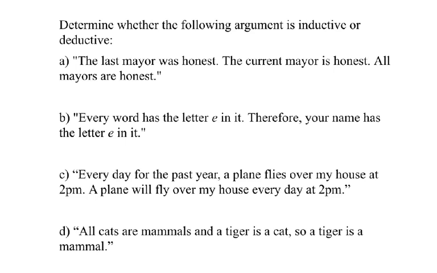The last mayor was honest. The current mayor is honest. All mayors are honest. So these first two statements, the last mayor was honest, that's very specific. That's one person was honest. The current mayor is honest, also very specific. Whereas at the end, all mayors are honest is what we're supposed to be concluding. That's very general. And so this first statement is inductive reasoning.